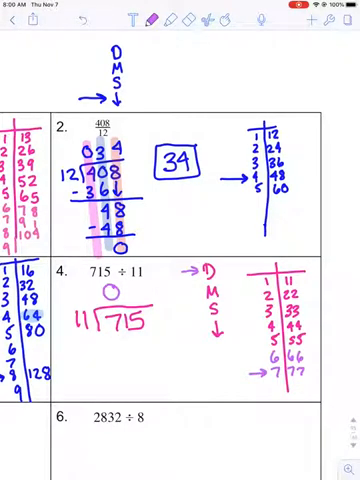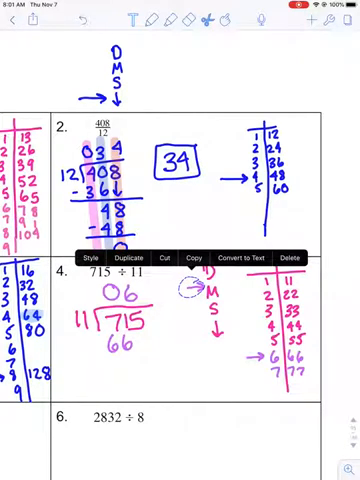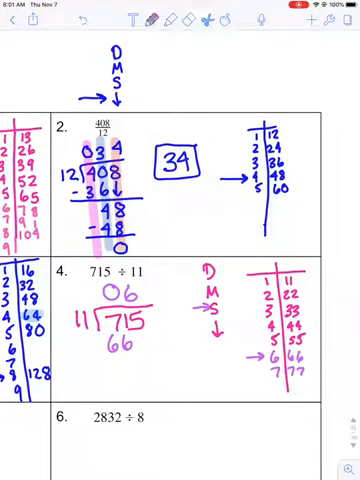If I look at the 7, I get all the way to 77, which is too high. So 11 is going to go into 71 6 times. And in my chart, I can see 11 times 6 is 66. That is my multiplication step. Next, I'm going to do my subtraction step. 71 minus 66. Notice how I have it lined up. The 5 has nothing below it. 71 is exactly above 66. 71 minus 66 is 5.